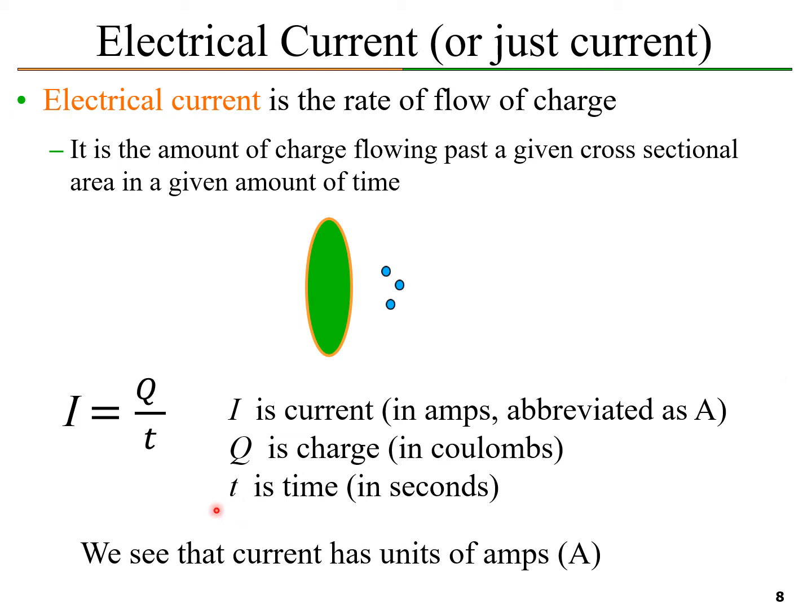Okay, now if you keep your charge in basic units of coulombs and you keep your time in basic units of seconds, then your current will always come out in basic units of amps.